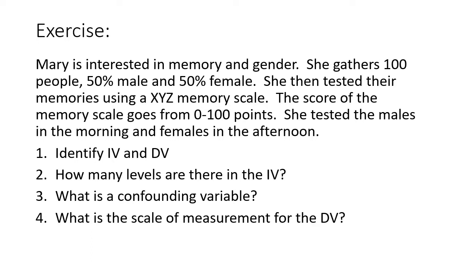Now, if the exercise says something else, let's say the score on the memory scale is such that 0 means that there are 0 items recalled, that would make it absolute. That means this person remembered nothing and got none of the points correct. So if that is explicitly said in the exercise, then that would be a ratio scale.